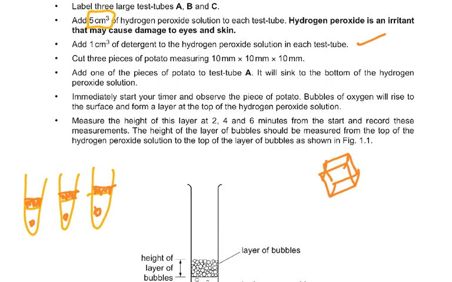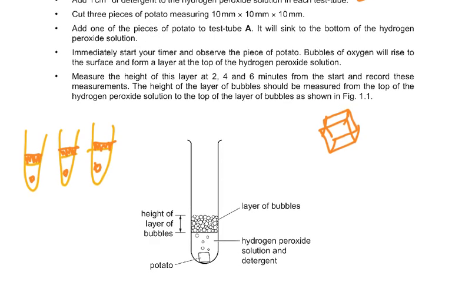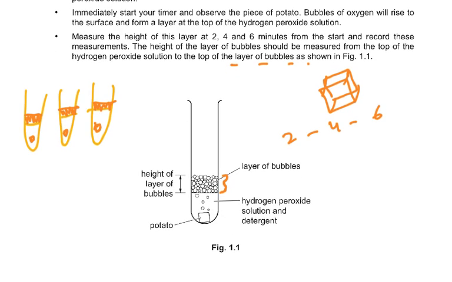Add one piece of potato to test tube A. It will sink to the bottom of the hydrogen peroxide solution. Immediately start your timer and observe the piece of potato. Bubbles of oxygen will rise to the surface and form a layer at the top of the hydrogen peroxide solution. Measure the height of this layer at 2, 4, and 6 minutes from the start, so you have enough time to do it, and record these measurements. The height of the layer of bubbles should be measured from the top of the hydrogen peroxide solution to the top of the layer of bubbles. They're shown in figure 1.1. So they've shown you this in the diagram and said, this is what you've got to do.